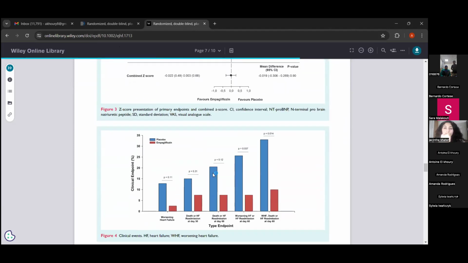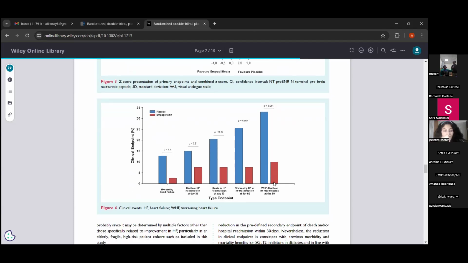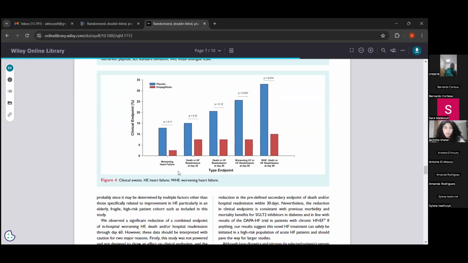Okay, let's go here. Clinical events. Okay, worsening heart failure, but this is subjective. Death or heart failure readmission at day 30. So no difference. Worsening heart failure or heart failure readmission. Okay, yeah. So this clinical endpoint is a play of chance because they are all driven by worsening heart failure, which is something very subjective. So when you go and dig into a study, you have to face, in this case, a very small study, 80 patients. So if they claim that there is a clinical difference, you have to dig into it.